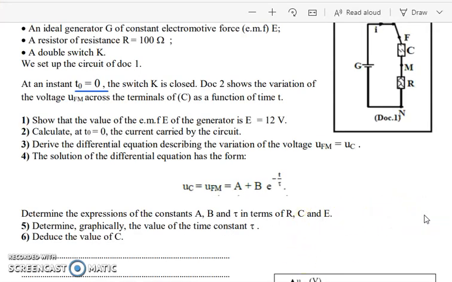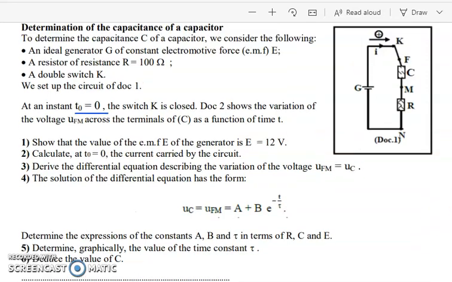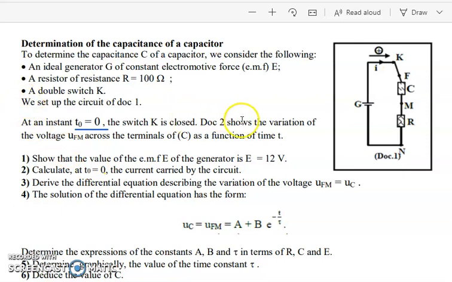In this video, I'm going to solve a direct application about charging a capacitor. In this exercise, I'm going to determine the capacitance C of a capacitor. That's why we connect here the electric circuit. This circuit contains an ideal generator, G, meaning its internal resistance is 0, a constant EMF, a switch as you see, a capacitor whose capacitance is to be determined, and a resistor R equal to 100 ohms, right?